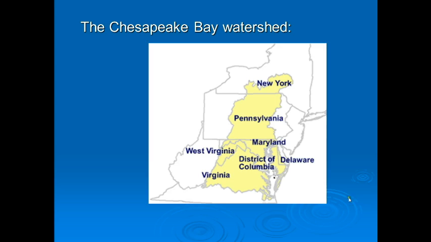Here is the Chesapeake Bay watershed, which I mentioned a minute ago, all the way up into New York and part of Virginia. All of the streams and rivers in this area eventually flow into the Chesapeake Bay.